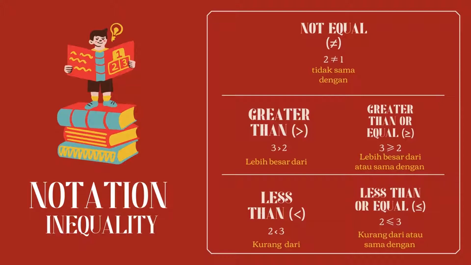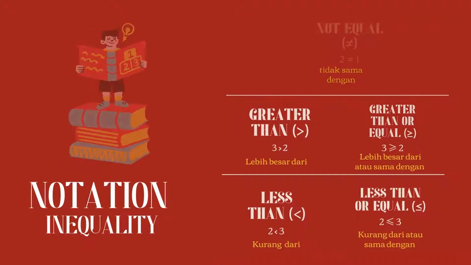The first is not equal, for example, 2 not equal 1. Second, there is greater than, for example, 3 greater than 2. For the third, there is greater than or equal, for example, 3 greater than or equal to 2. The next one is less than, for example, 2 less than 3. And the last one is less than or equal, for example, 2 less than or equal to 3.